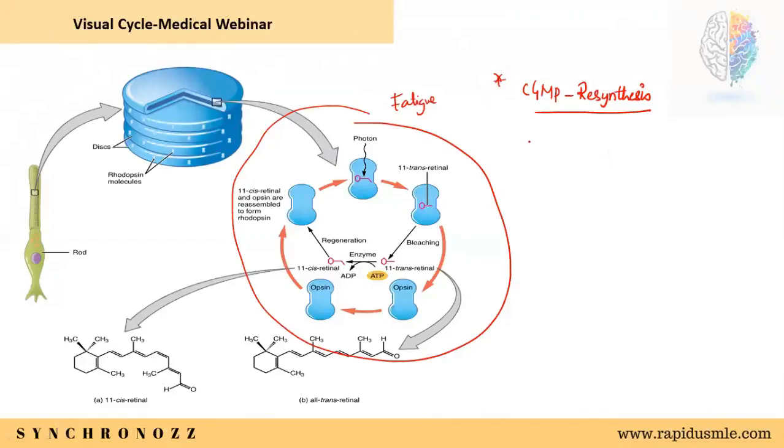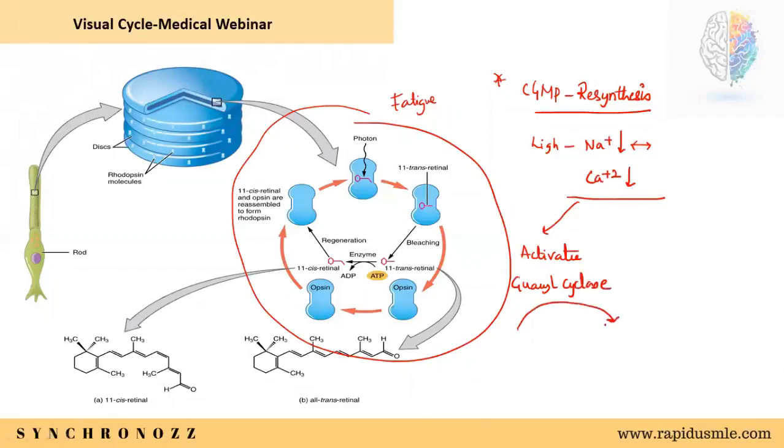So how does this occur? Whenever light falls, I told you, sodium concentration is decreasing because of closure of sodium channels. Similarly, calcium content also decreases. Whenever calcium content is low, low calcium levels activate a compound known as guanyl cyclase. What is its function? Whenever guanyl cyclase gets activated, it increases cyclic GMP levels. The logic is simple. Whatever cyclic GMP got depleted during the bleaching process and phototransduction process should be resynthesized.